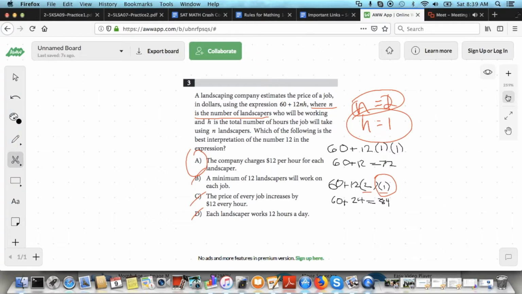This is a little bit tricky, again, because when you look at the expression like 60 plus 12NH, that doesn't mean a whole lot to most students. And it's easy to get confused about what those values, like the 12 and the 60, mean. But it's much clearer when you start putting in actual values in place of N and H.